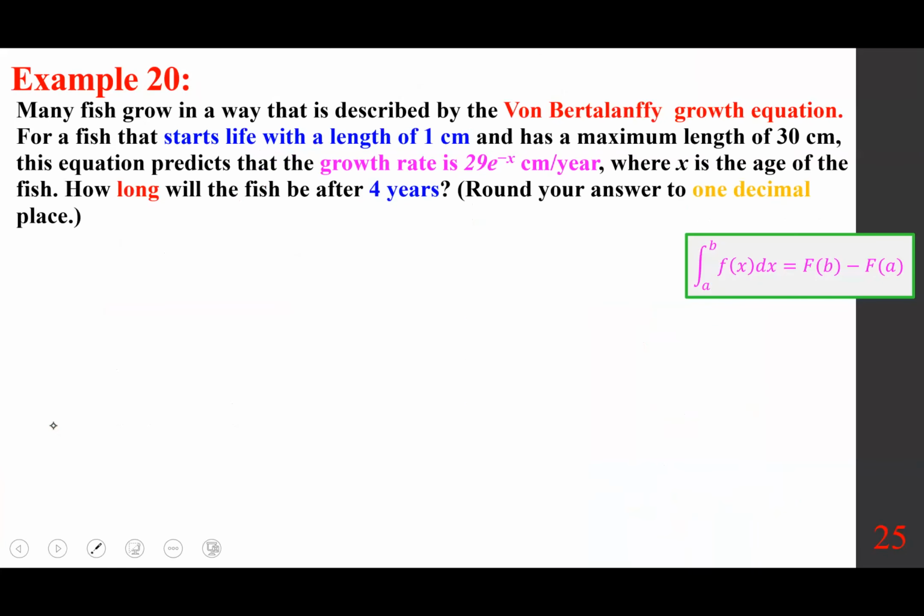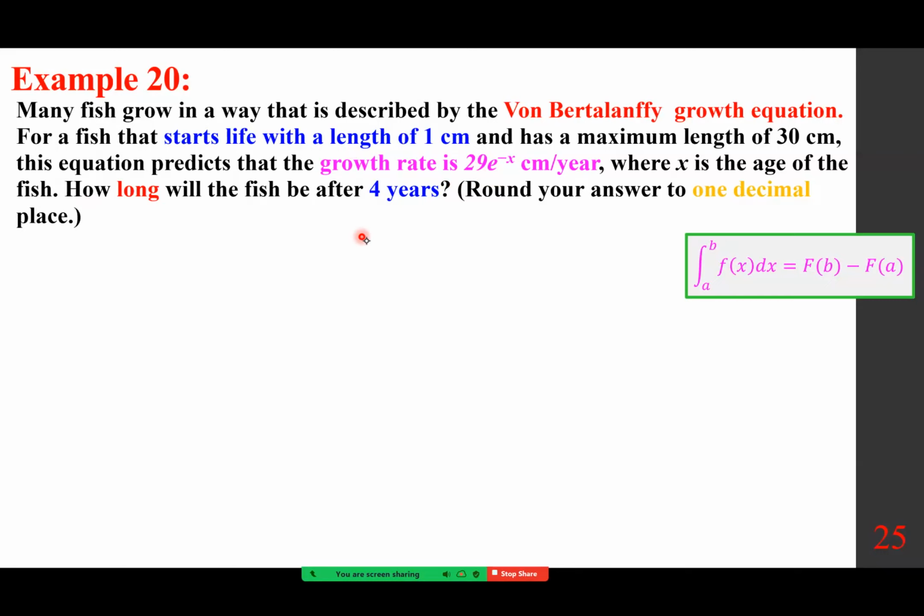We've seen this question again. Many fish grow in a way that is described by the von Bertalanffy growth equation. For a fish that starts with a length of 1 centimeter and has a maximum length of 30 centimeters, this equation predicts the growth rate is 29 e to the power minus x centimeters per year, where x is the age of the fish. How long will it be in 4 years? And it uses the accumulated change.